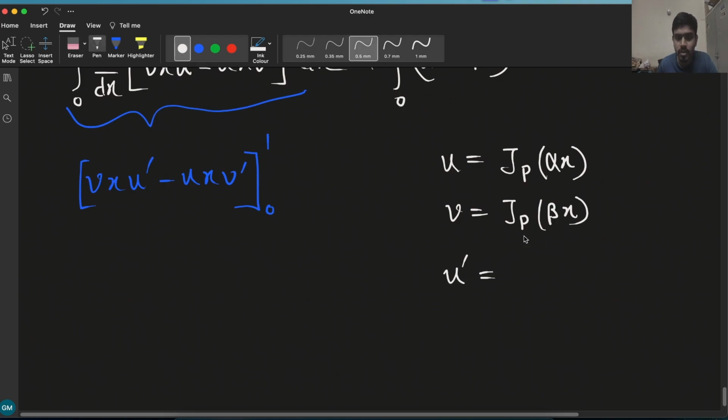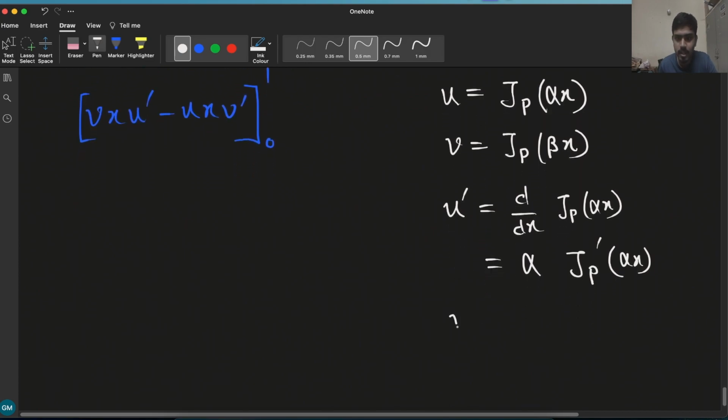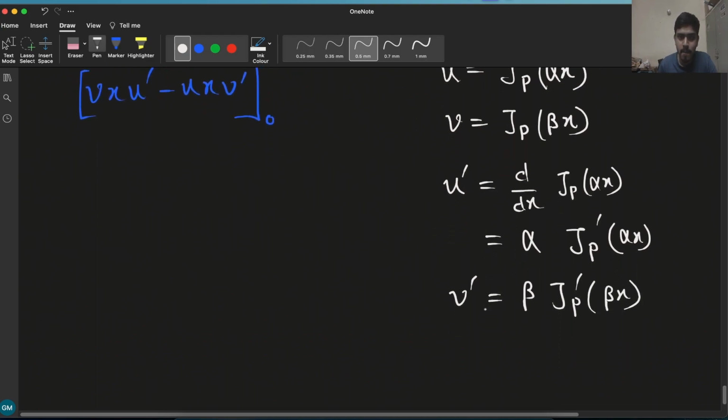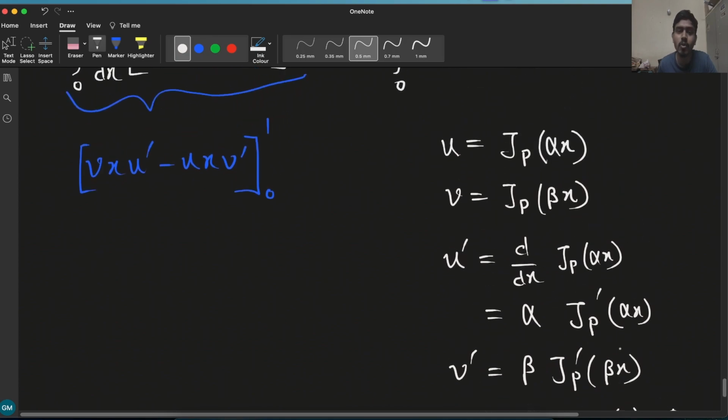So for u', this is d/dx of J_p(alpha x), which means it is J_p'(alpha x) times d/dx of alpha x, which is nothing but alpha. Similarly, v' will be beta times J_p'(beta x). And we also know that u at x equals 1, which is J_p(alpha), equals 0, because alpha is a zero of this Bessel function.